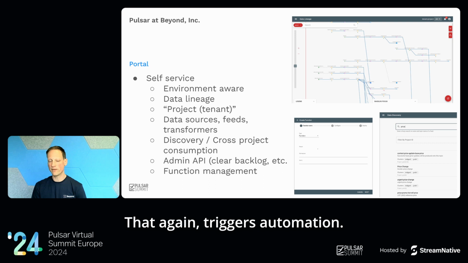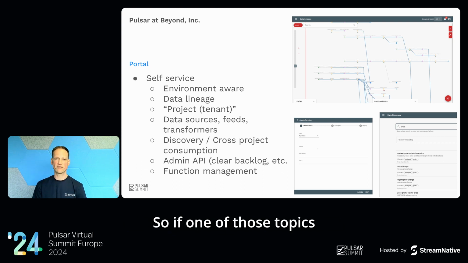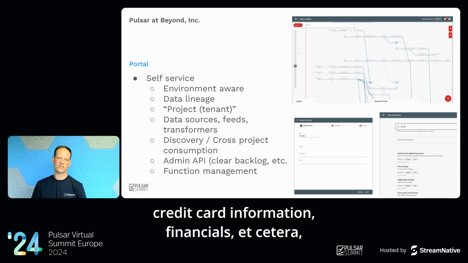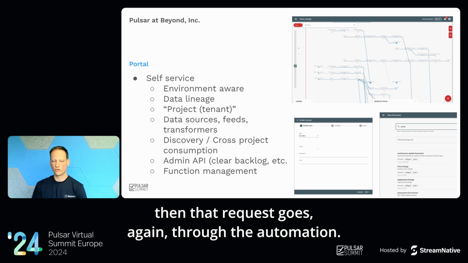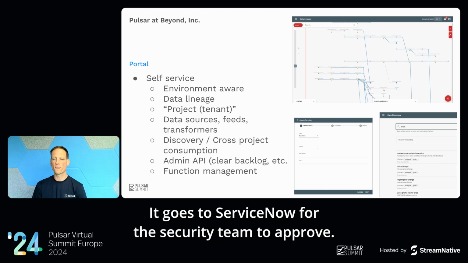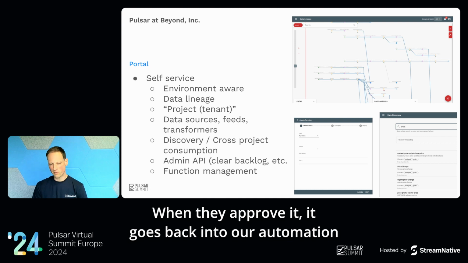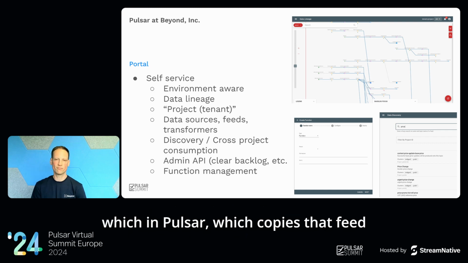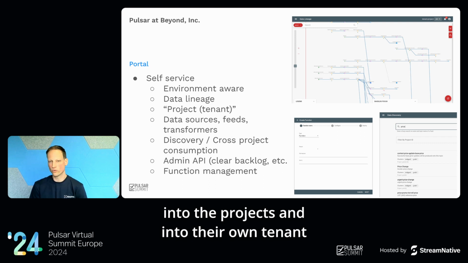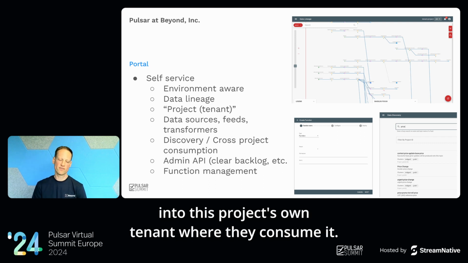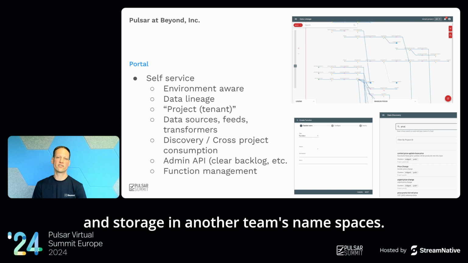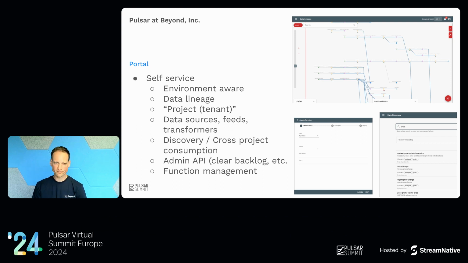That again triggers automation. So if one of those topics did have high business impact data, such as personally identifiable data, credit card information, financials, etc., then that request goes again through the automation. It goes to ServiceNow for the security team to approve. When they approve it, it goes back into our automation and results in a function being deployed in Pulsar, which copies that feed into the project's own tenant, where they consume it. The reason we did that was just for isolation, so that teams can't incur backlogs and storage in another team's namespaces.